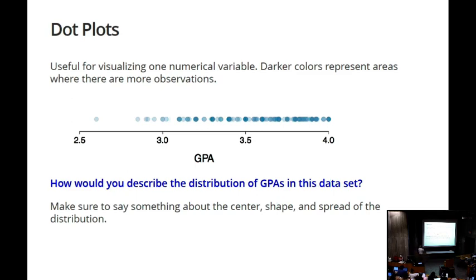So you could say something about where the middle is. You could say something about where it appears to be more dense, the shape. You could say something about the spread. What do you mean by 4 points? There's about 50 points. No, I'm saying there's 2.5, 3.0, 3.5, and 4.0, but then there's no middle point.